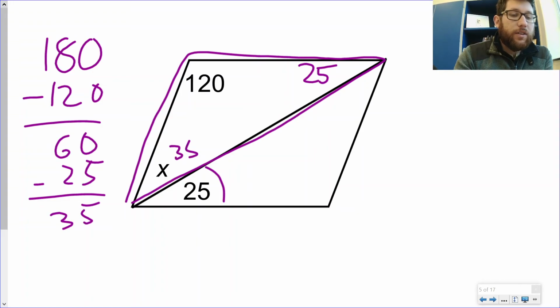Okay, so don't take the shortcut and try to just say it's equal to 25 because it's next to 25. What we're going to do is solve for all the angles in one of the triangles and then subtract from 180. So this should give you enough information to do the assignment and be able to do a good job on solving for angles for parallelograms.